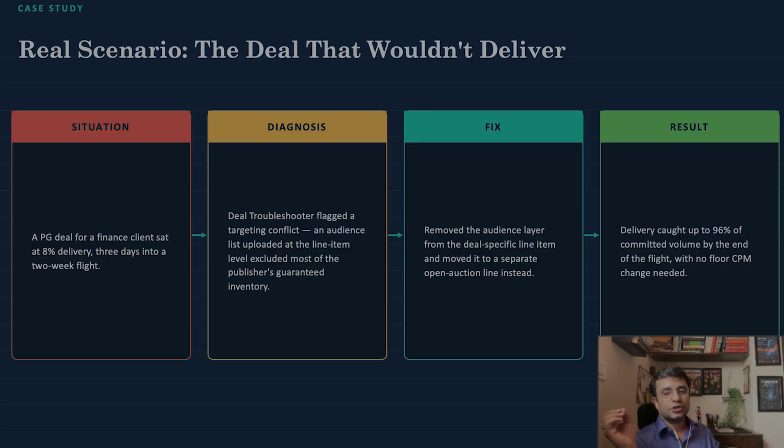If it's an open auction line item, you can use your own audience list, the audience list that you want to curate or serve on. Do not mix it up with the PG setup. Then what was the result? The delivery caught up to 96% of committed volume by the end of the flight with no floor CPM change needed. So your deal was able to deliver what they promised with the fixed CPM price they promised.